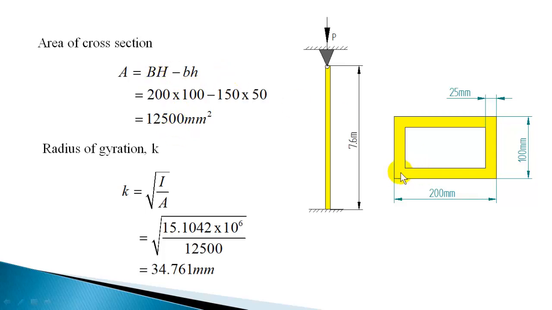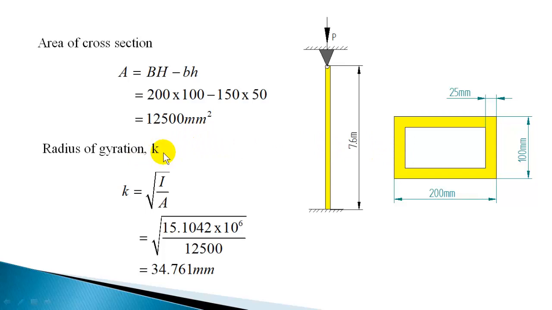This colored area is the area of cross section of the column: 200 into 100 minus 150 into 50. That is, BH minus bh: the external overall size minus the internal dimension you should subtract. That will give the area of this colored portion. So 200 into 100 minus 150 into 50, or 12,500 mm square. So that is the area of cross section of the column.